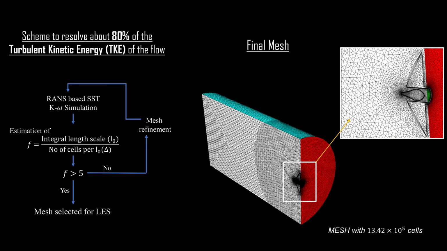An important point to note is that the final mesh with 1.3 million cells is used in the study that resolves about 80% of turbulent kinetic energy, which makes it suitable for our purpose. It is obtained after a cycle of mesh refinements by implementing precursor RANS-based SST k-omega simulations until the ratio of the integral length scale to the cell size becomes greater than 5 for the same flow condition.